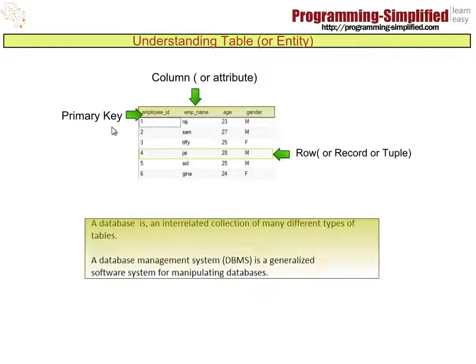Now a table usually has a key or identity. The key is the distinguishing factor for the rows in a table. Two or more employees can have the same employee name, same age and same gender. In that case, the key will be the distinguishing factor for the two rows.